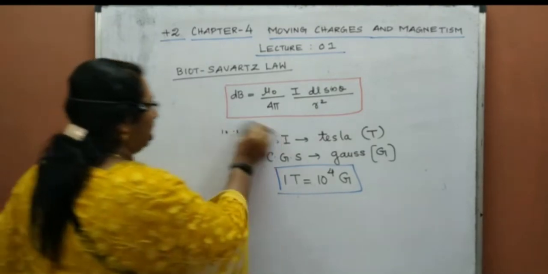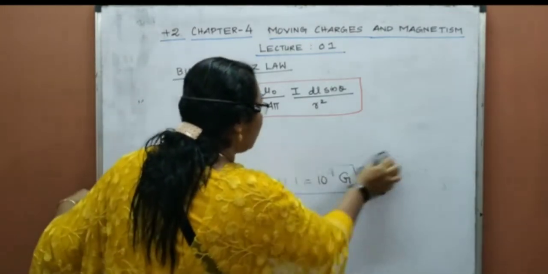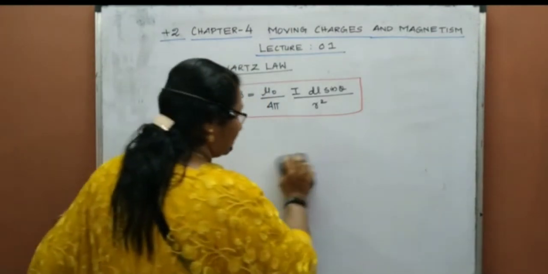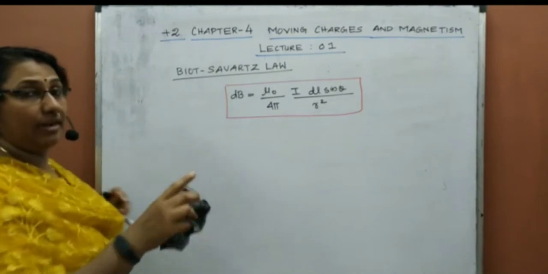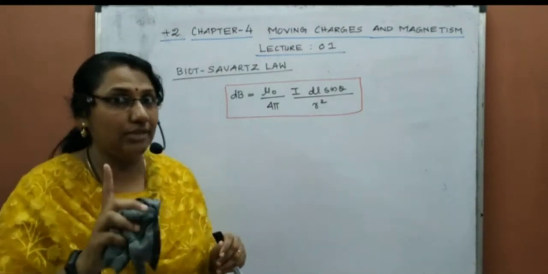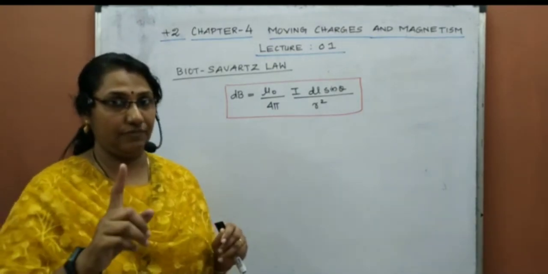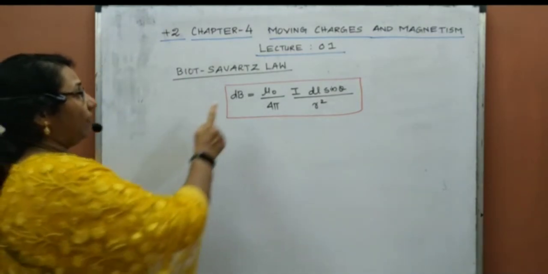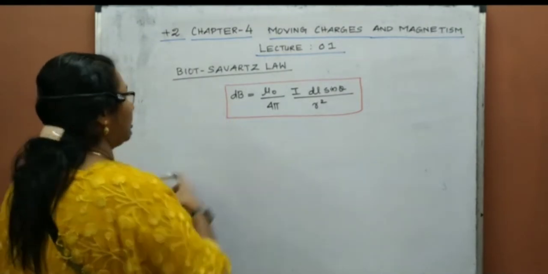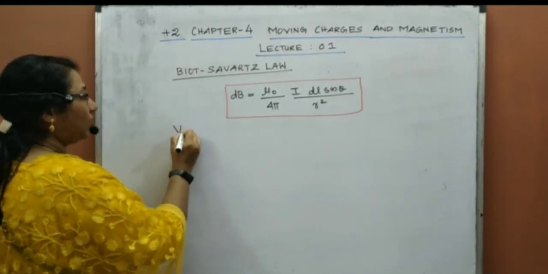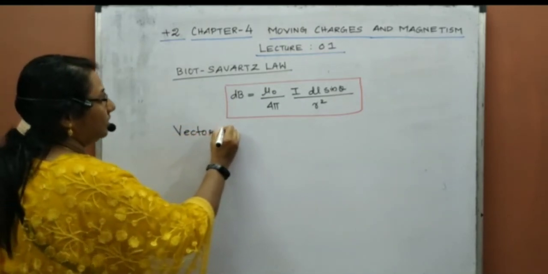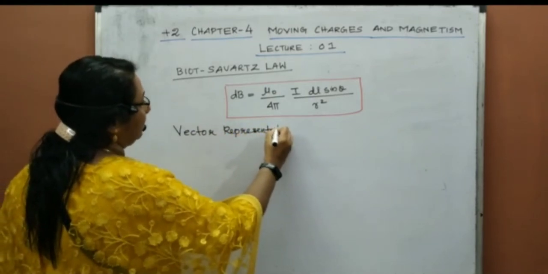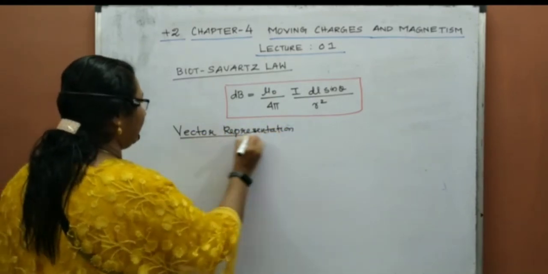Direction. So already during Oersted's experiment, when the direction of current was reversed, the deflection in the compass needle was also reversed. We have studied that. We have observed that. That means our magnetic field is a vector quantity. Now we are going to the vector representation of magnetic field.